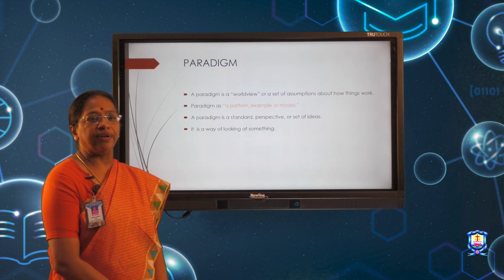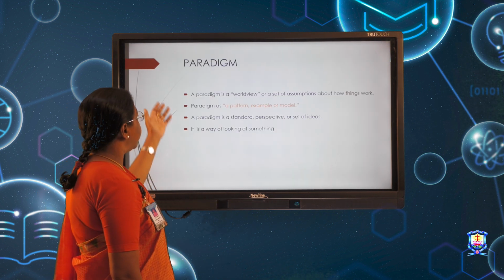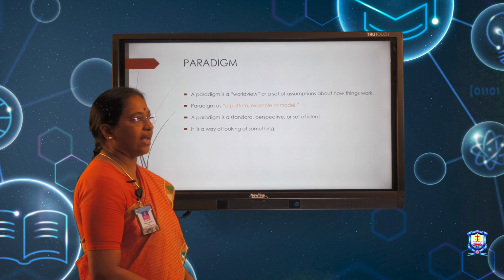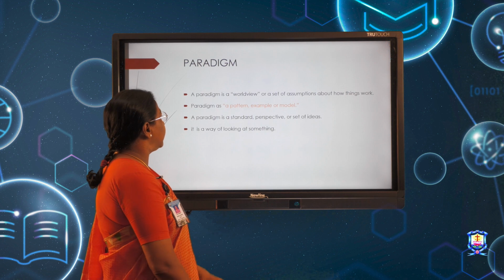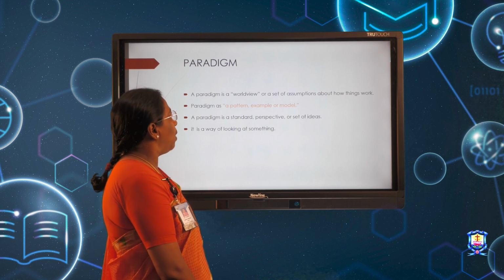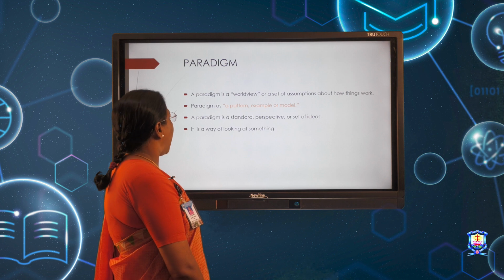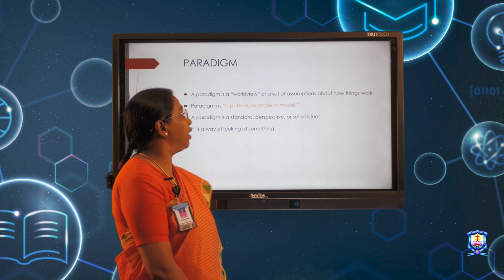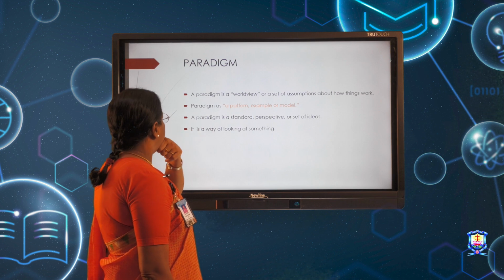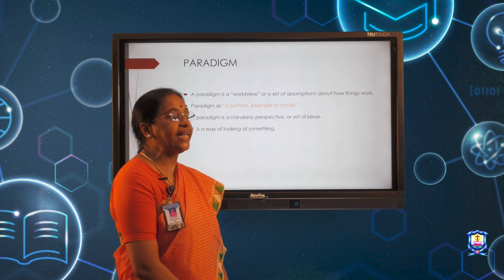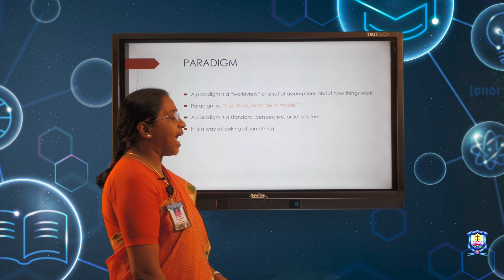The third tool of research is paradigm, especially used as a technique in writing. Paradigm is a worldview or a set of assumptions about how things work. A paradigm is a pattern, an example or a model. A paradigm is a standard perspective or set of ideas. It is a way of looking at something.